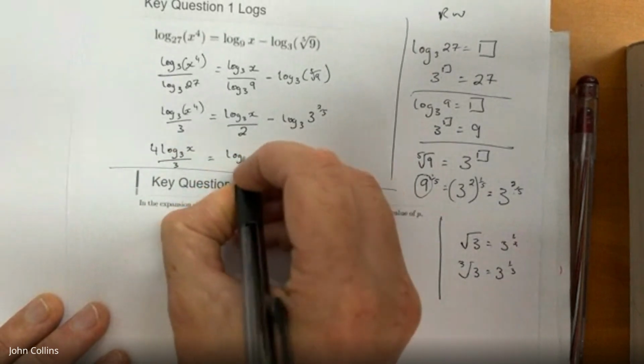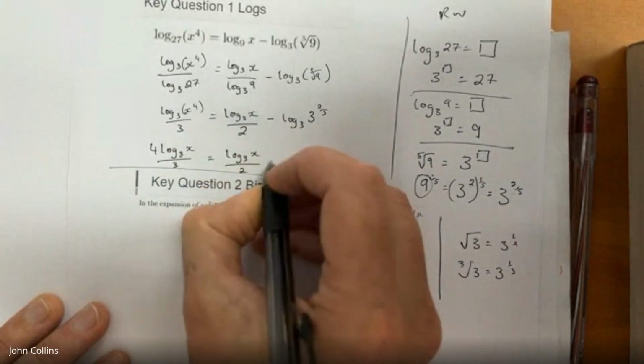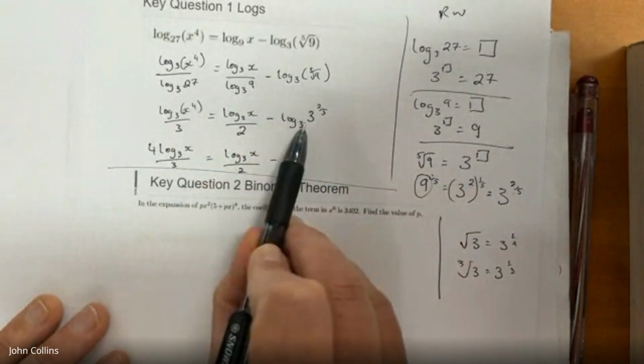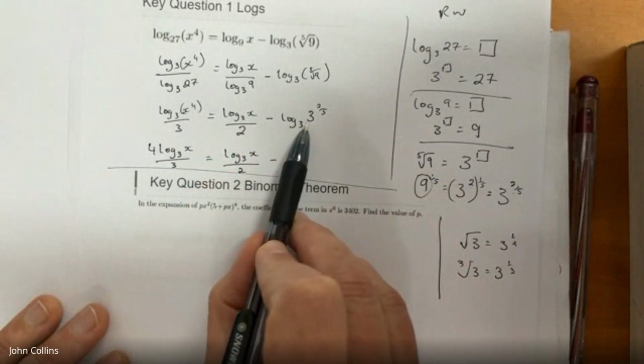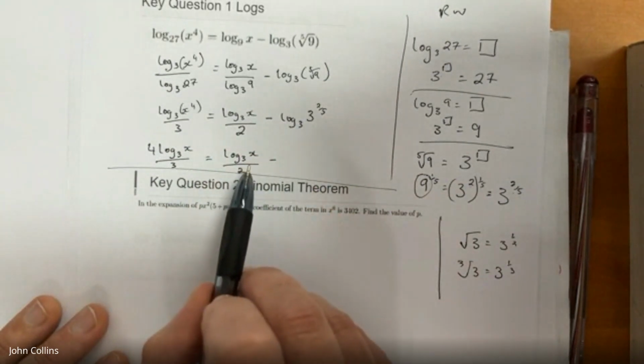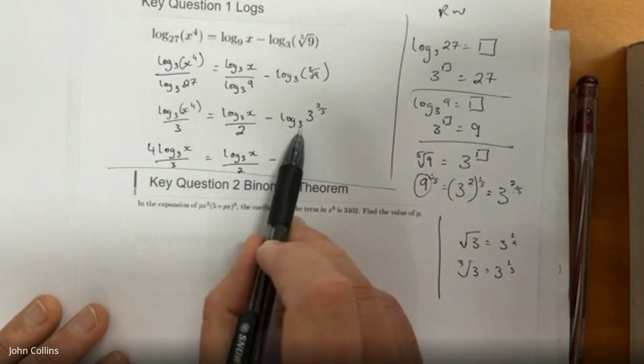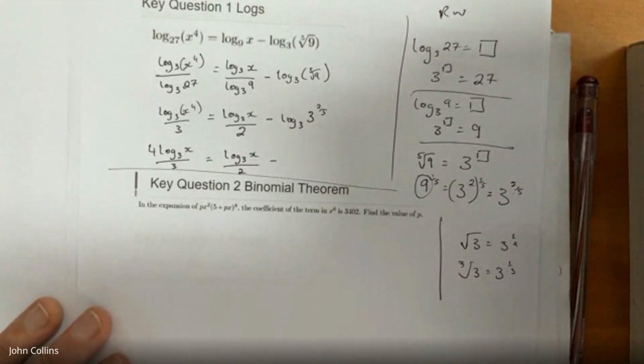this one I'm not going to do anything with at the moment. There's no power I can write to, but this one I will. This is log base 3 of 3 to the 2/5. So 2/5 log base 3 of 3. But what is log base 3 of 3? 1. So it's just 2/5.